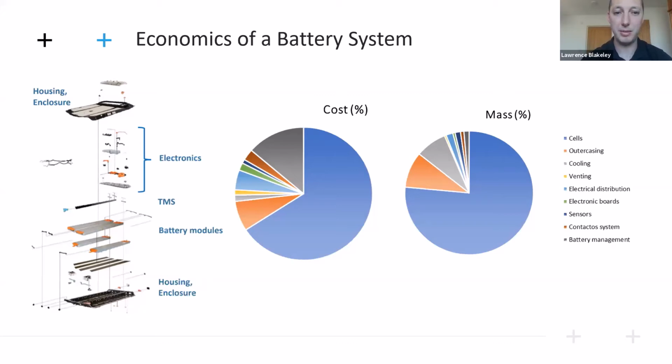This is the bus bars. So being more clever about the bus bar design to reduce the cost is key.